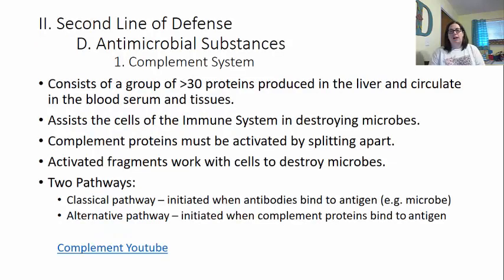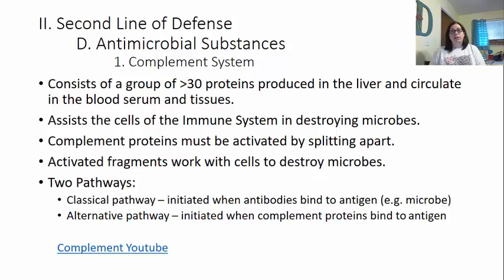Also part of the second line of defense, we can look at the antimicrobial substances. This includes something called the complement system. The complement system consists of a group of potentially more than 30 proteins. We're finding more and more as we study this system. They are produced in the liver and they circulate in your bloodstream and your tissues. However, they're circulating right now in an inactive form.